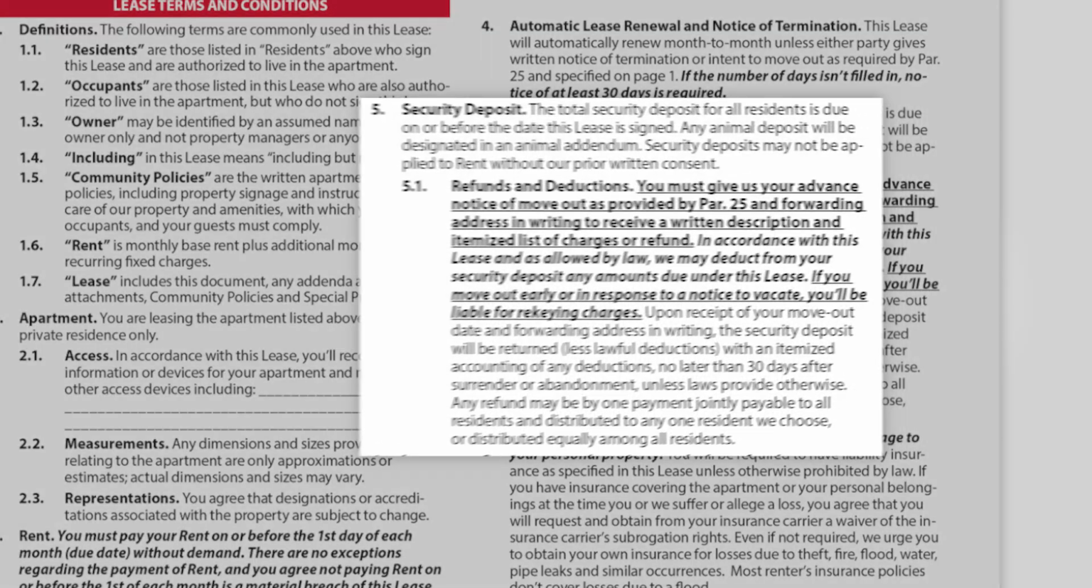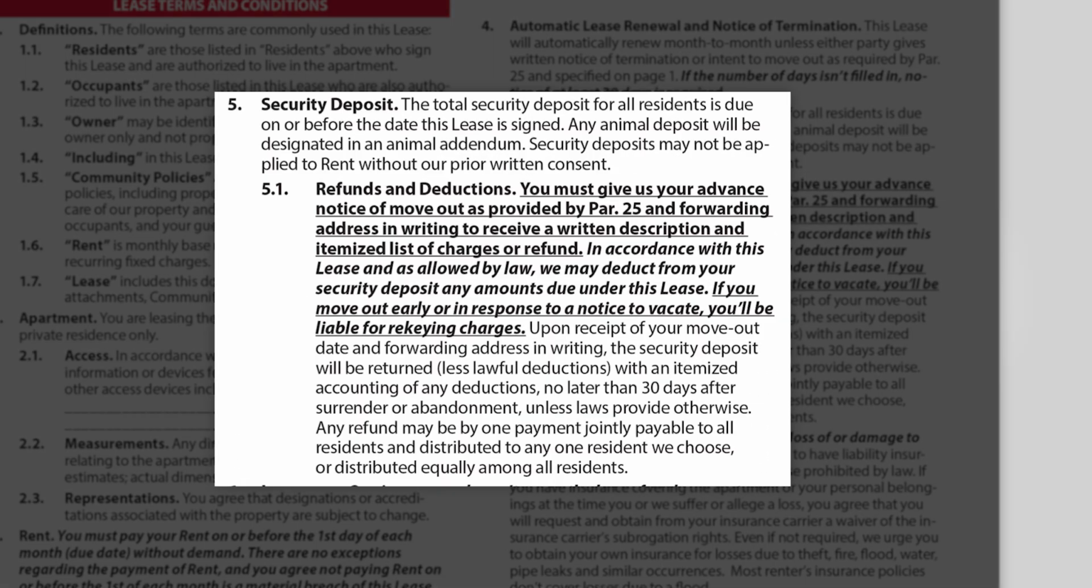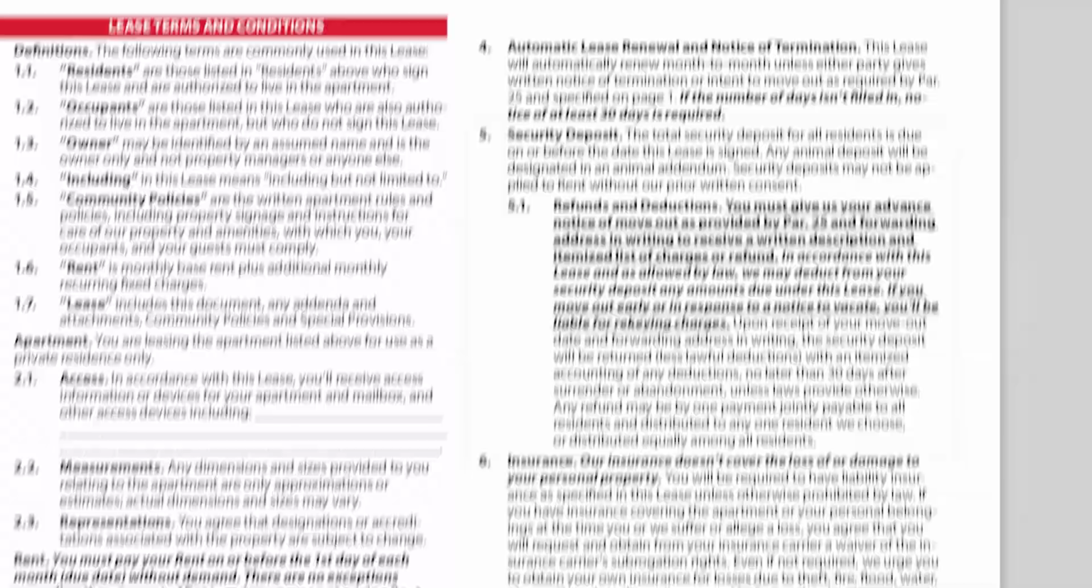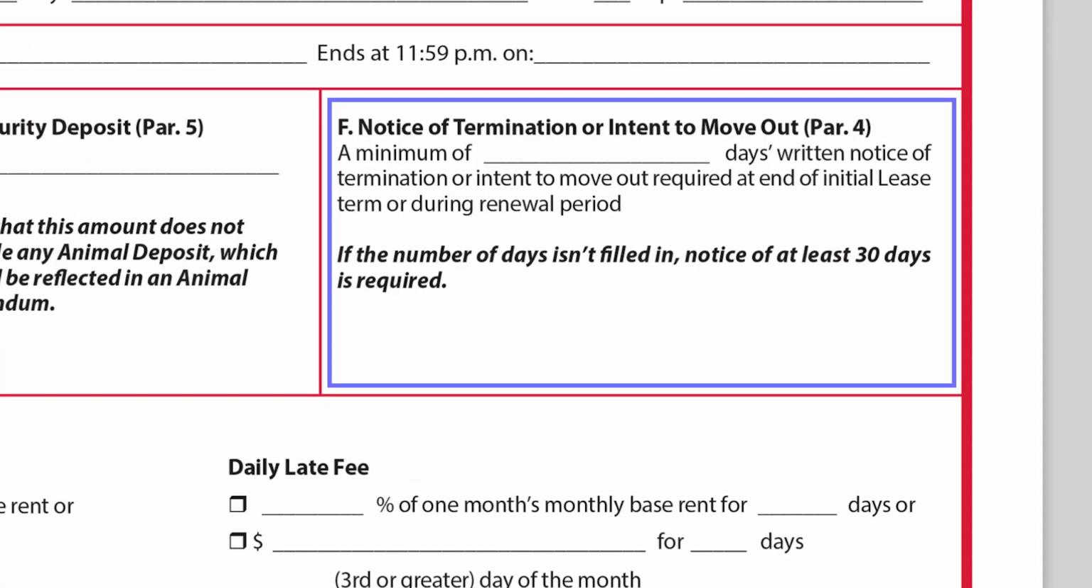Box E, Security Deposit, Paragraph 5. The security deposit amount will be included in Box E. It does not include any animal deposit, which would be included in an animal addendum. We may deduct from the security deposit any amount due under the lease in accordance with the community policies and as allowed by law.